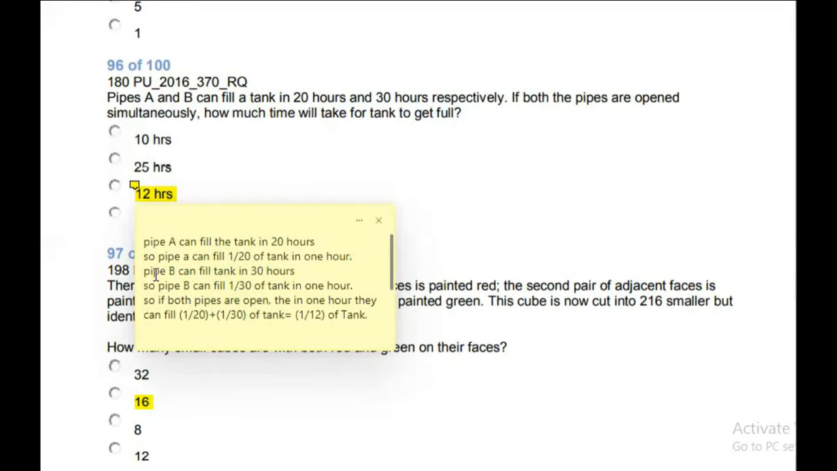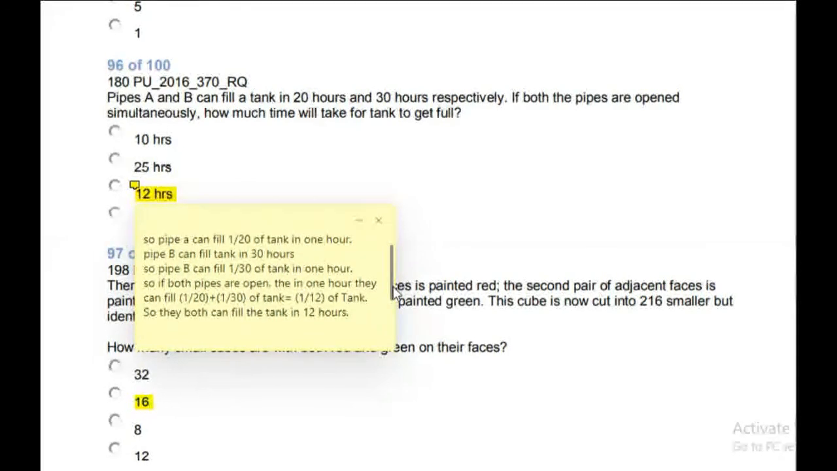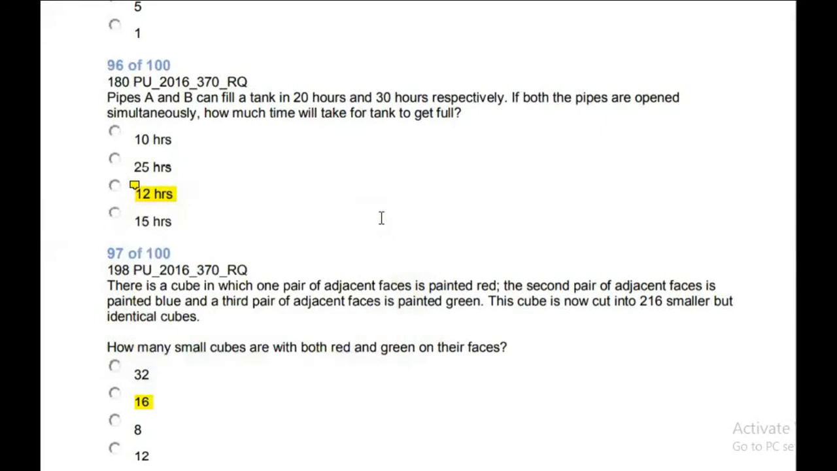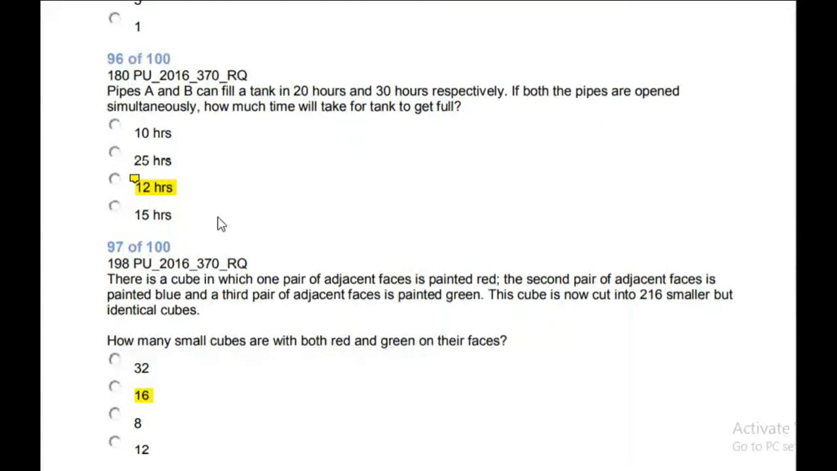Pipe A can fill the tank in 20 hours, so pipe A can fill 1 by 20 of the tank in 1 hour. Pipe B can fill the tank in 30 hours, so pipe B can fill 1 by 30 of the tank in 1 hour. So if both pipes are open, then in 1 hour they can fill 1 by 20 plus 1 by 30 of the tank, that is 1 by 12 of the tank in 1 hour. So they can fill the tank in 12 hours. That is the answer. So option C is the right answer.